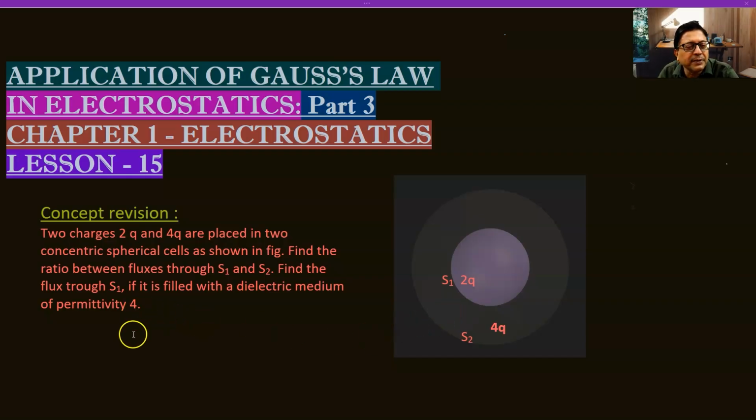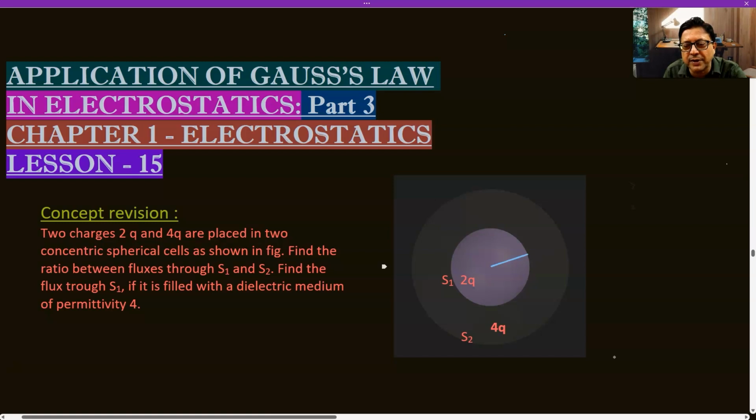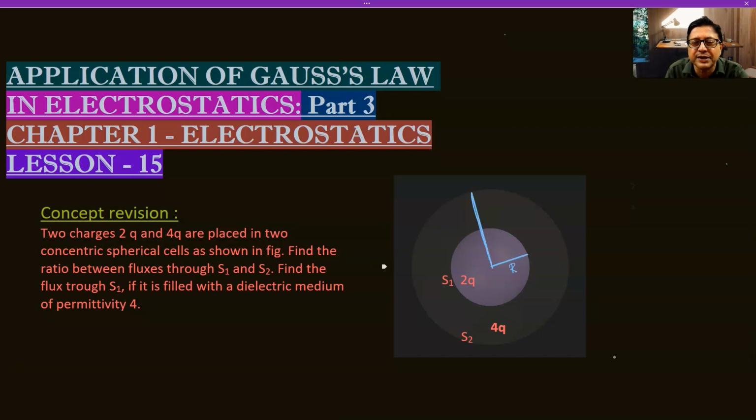Just go through the problem given here. This is mainly a problem solving class. In this figure there are 2 concentric spheres. They are carrying charge 2q and 4q respectively, and I did not mention the radius here. The radius of the first one is r, and the radius of the second one is 2r. The problem is to find the ratio between the fluxes through S1 and S2.